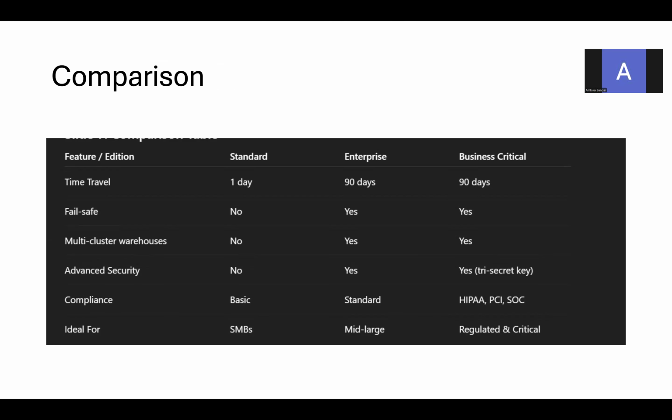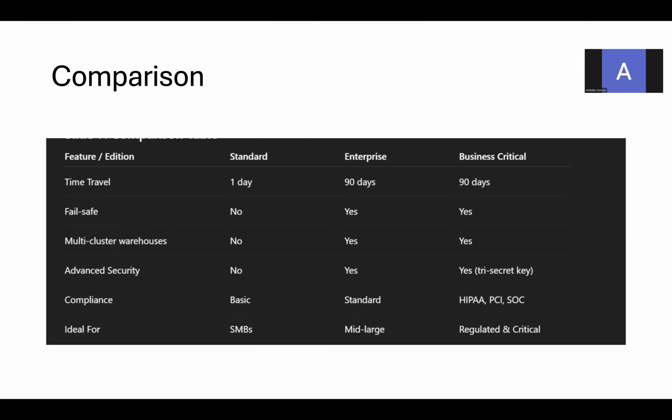So, comparison of features: standard edition, enterprise and business critical. Time travel: 1 day, 90 days, 90 days. Fail-safe: standard is no, enterprise is yes, and business critical yes. Multi-cluster warehouse: standard is no, enterprise yes. So multi-cluster warehouses are supported by the enterprise edition, yes. Business critical, yes. Advanced security: in the standard, it is no. In the enterprise, it is yes. And in the business critical, yes, it is tri-level security.